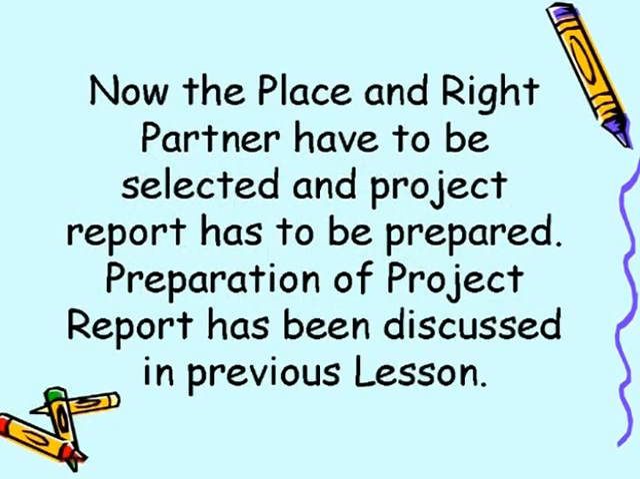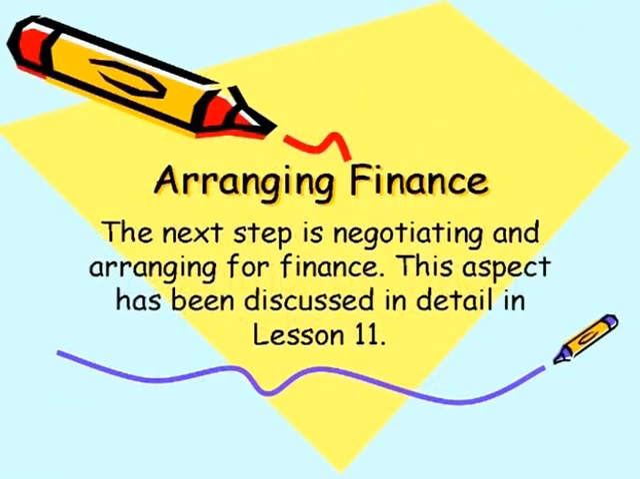Now the place and right partner have to be selected and project report has to be prepared. Preparation of project report has been discussed in previous lesson. Arranging finance. The next step is negotiating and arranging for finance. This aspect has been discussed in detail in lesson 11.